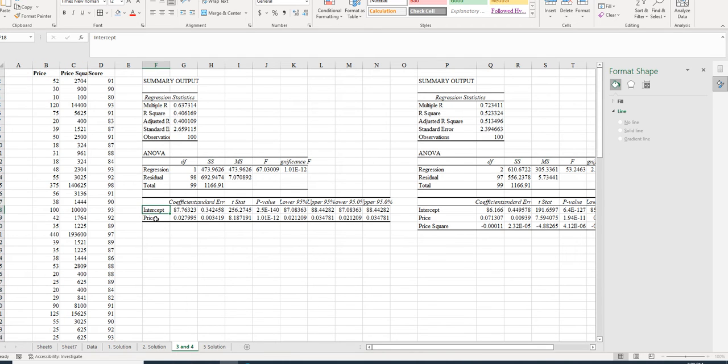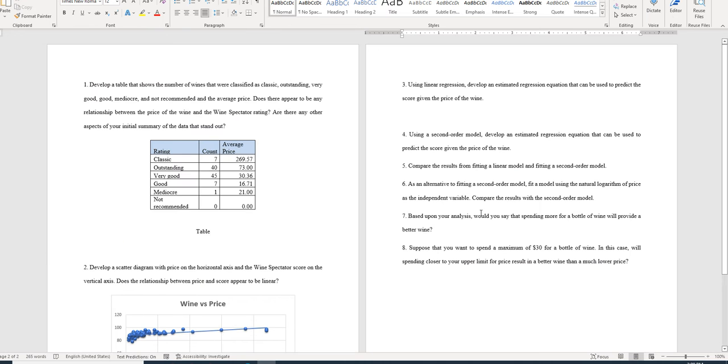The relationship between price and score is, you can take this equation, y, meaning score, is equal to 87.76 plus 0.27 into price. So this is the equation. This equation you can straight away copy paste into your document. This is the linear regression equation.